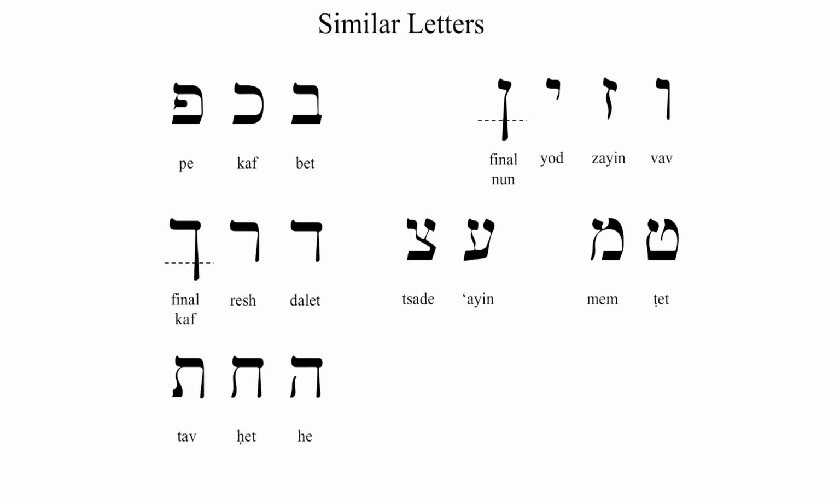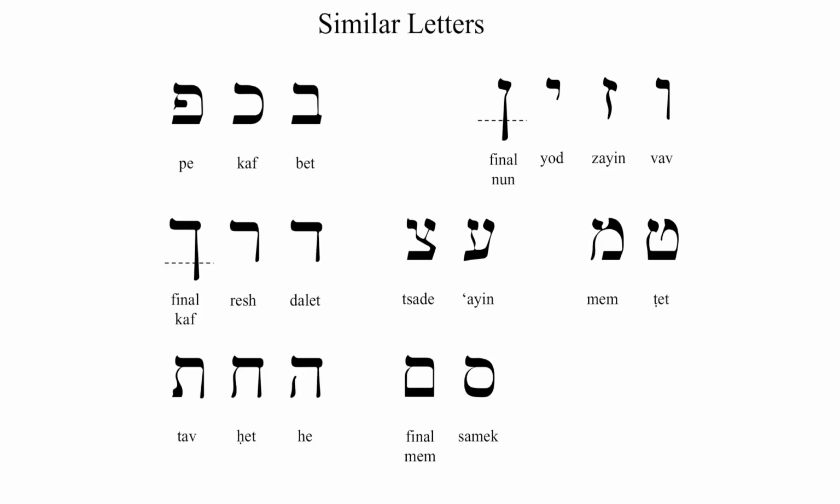He, Chet, and Tav, again, are differentiated by very small differences in strokes. The He is open. The Chet is closed, differentiating the two H consonants, hard and soft. The Tav has a little foot on the bottom left that differentiates it from the Chet.